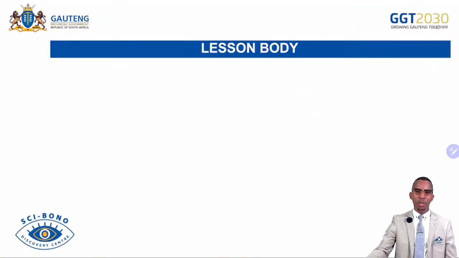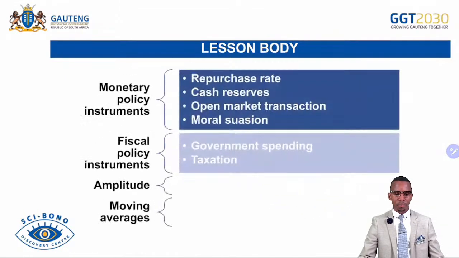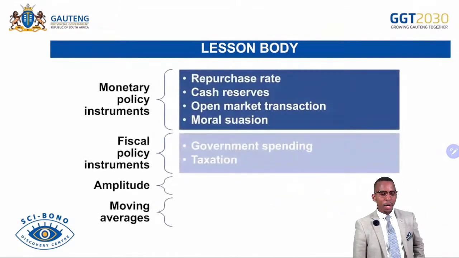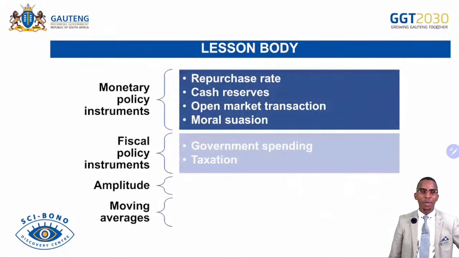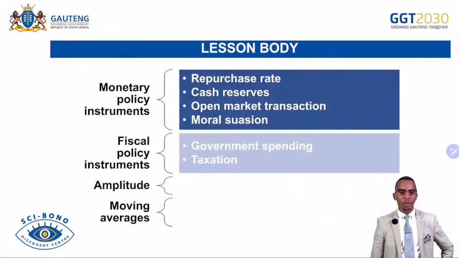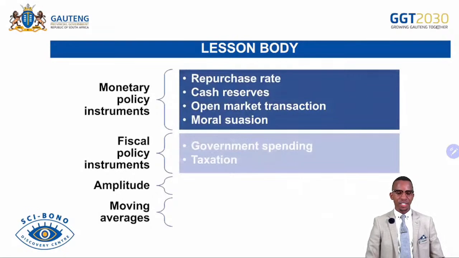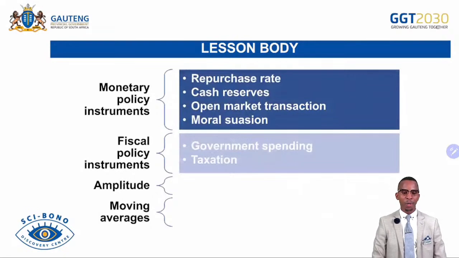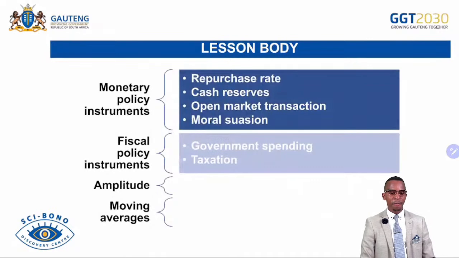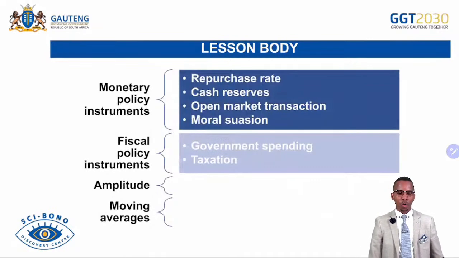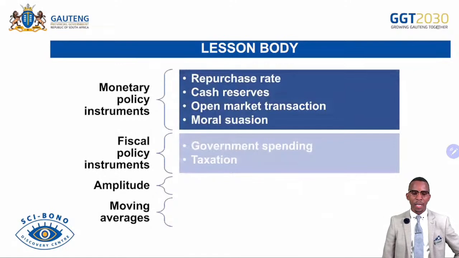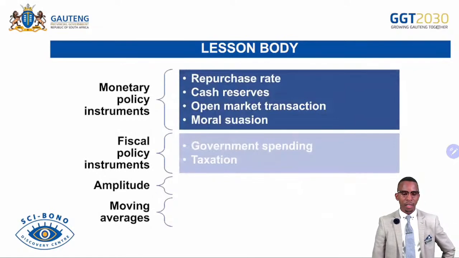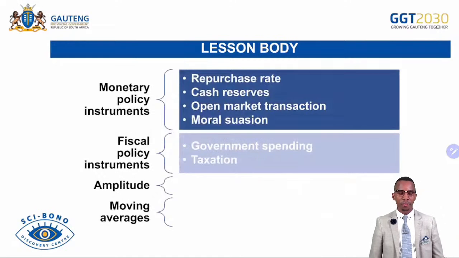So this is the structure of our lesson. We have our monetary policy instruments, namely repurchase rate or repo rate, cash reserves or reserve requirement ratio, open market transaction, as well as moral suasion or moral persuasion. And then we have fiscal policy instruments, which go with government spending as well as taxation. Then we will discuss moving averages, and also discuss the amplitudes.